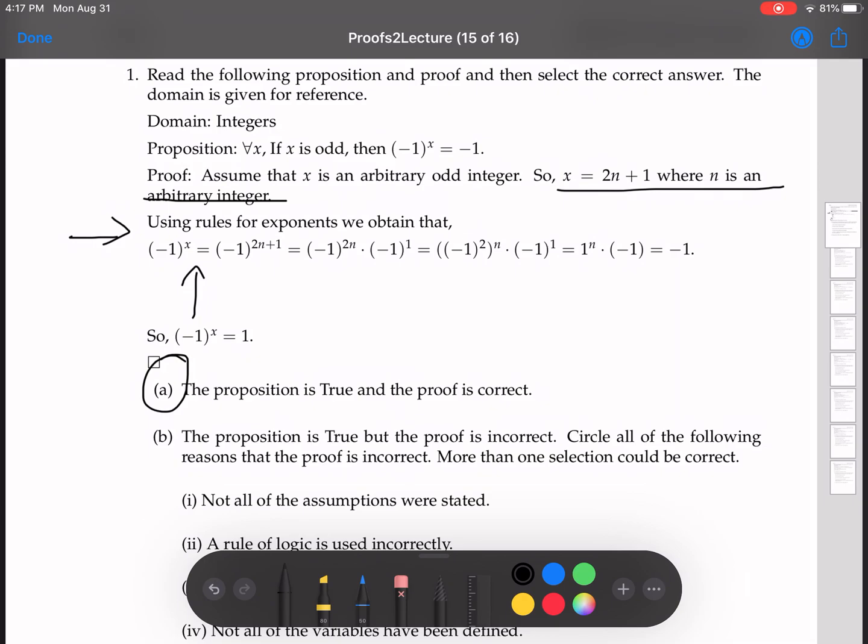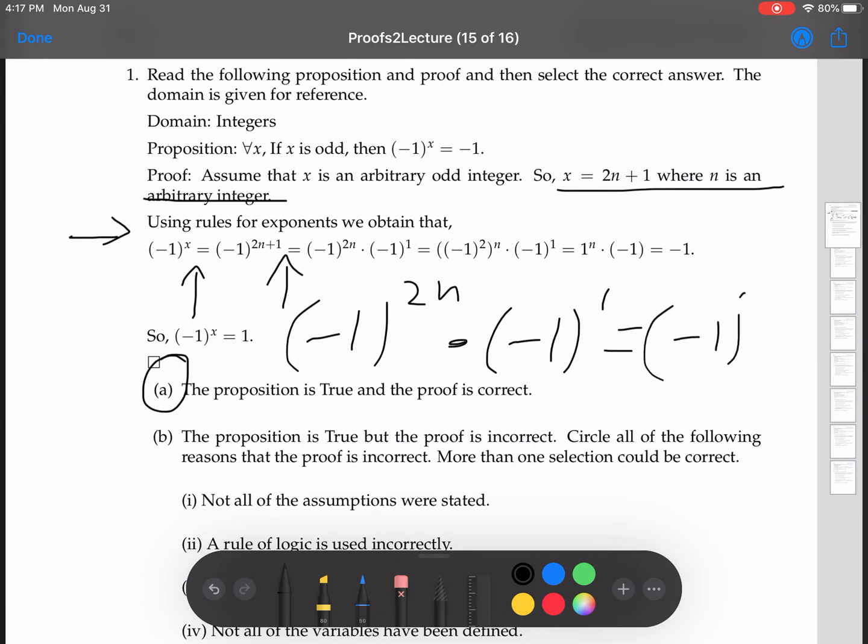Okay, and then this line here, remember that if you have the same base, then you add the exponents. So -1 to the 2n times -1 to the 1 is -1 to the 2n plus 1. So you add the exponents. That's how we got that there.